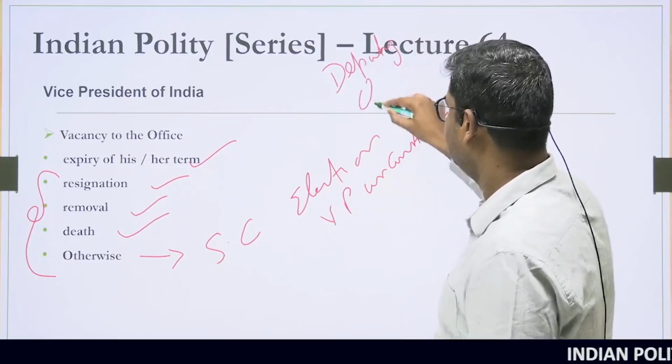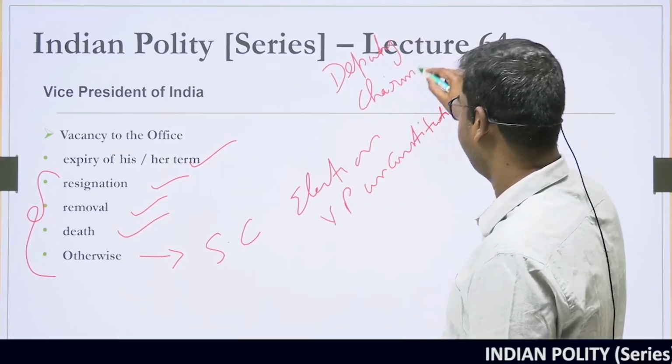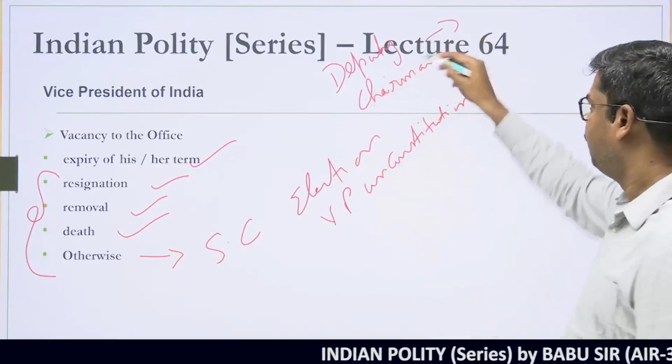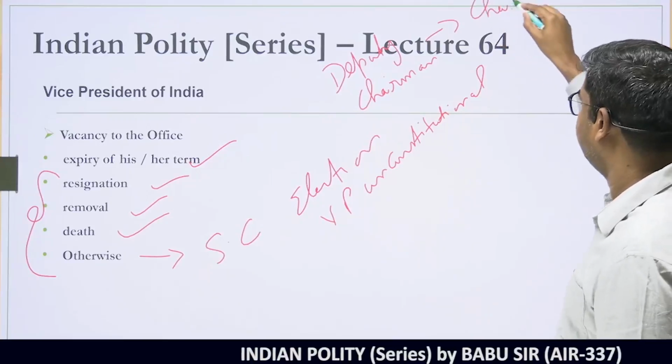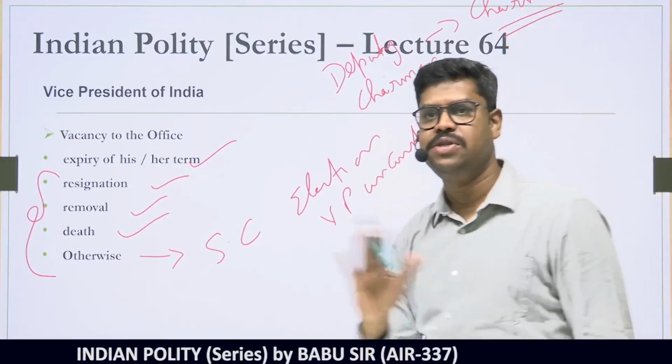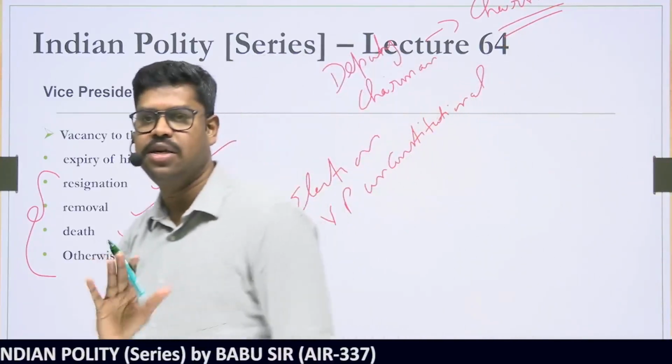So you can ask me, who is the deputy chairman? The deputy chairman is a member of parliament from Rajya Sabha, elected from that particular house. So the deputy chairman will act as the chairman of Rajya Sabha. But the deputy chairman who is acting as chairman of Rajya Sabha is not the vice president. No, that is not the right understanding.